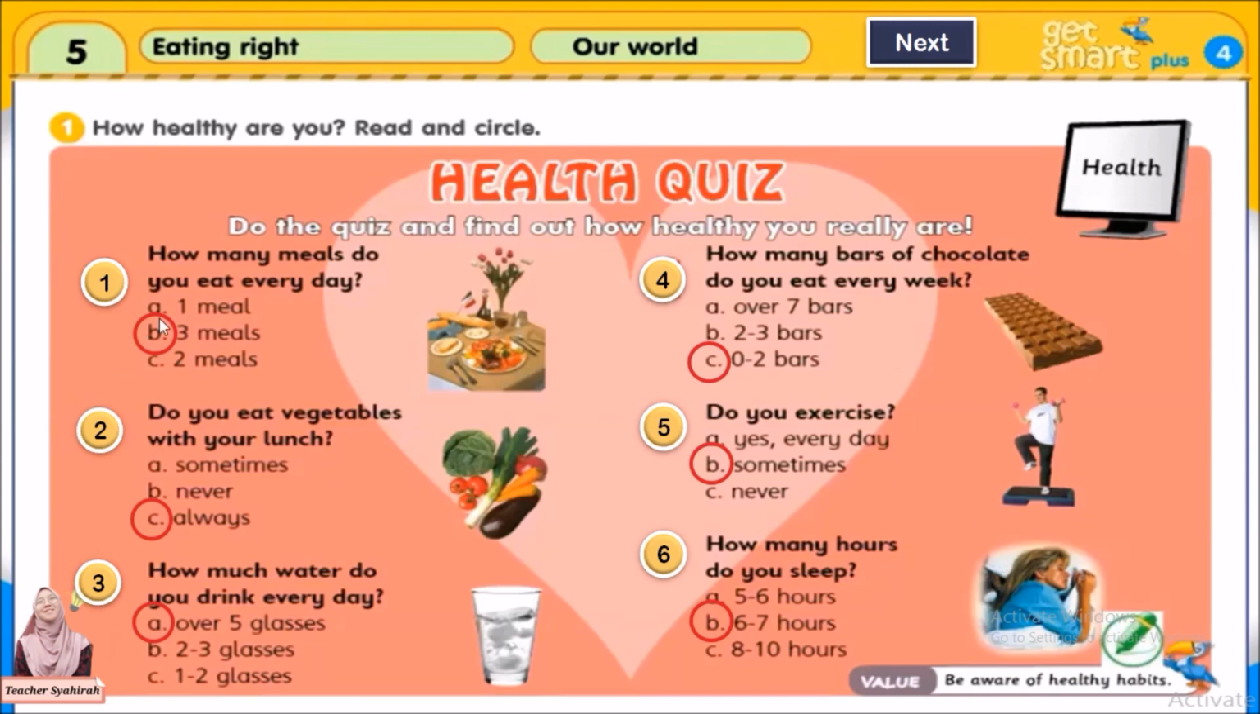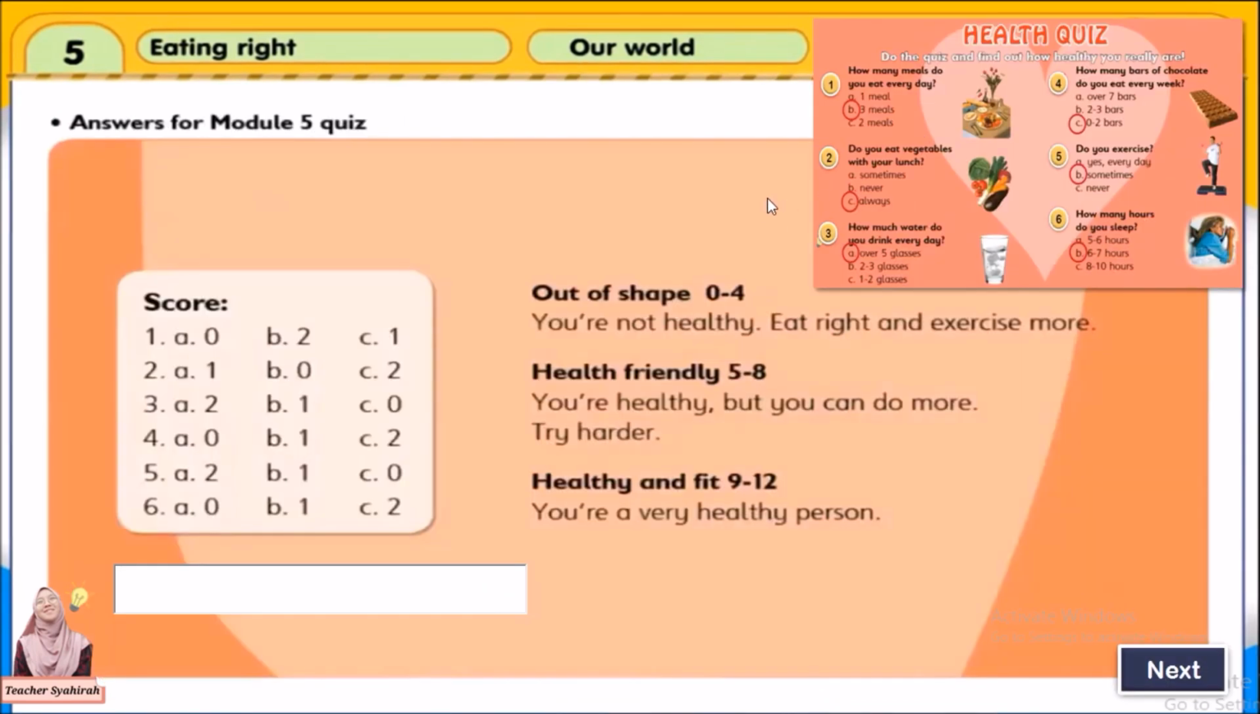So kat sini kita dah jawab ni. Now we're going to calculate the answer. Okay, so macam mana nak kira? Pastikan awak jawab betul-betul dengan secara jujur, and then we're going to count the score. Okay, so look at the first one. Number 1, if your answer is A, you got 0 marks. If your answer is B, you got 2 marks. And if your answer is C, you got 1 mark.